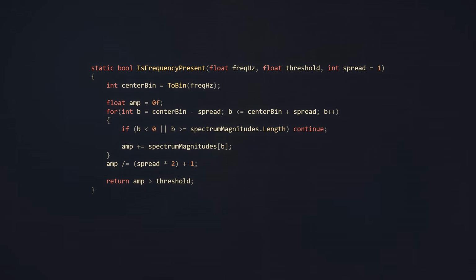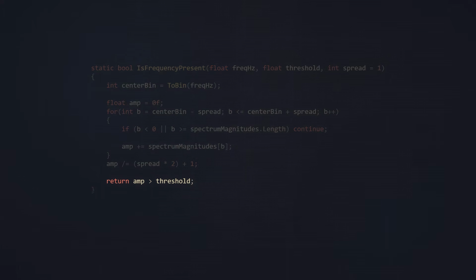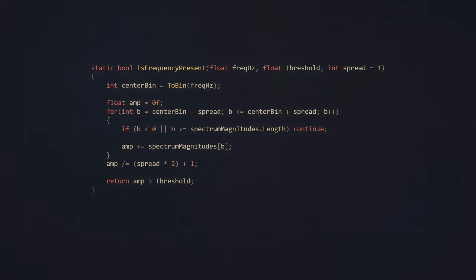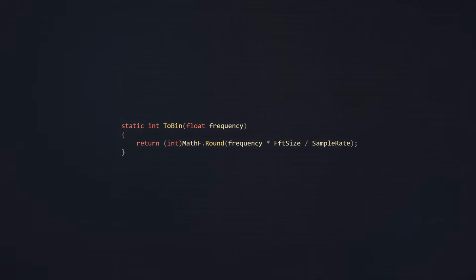So we'll sum them up and divide by the number of bins checked outside the loop. Then we'll just have this function return if the amplitude is greater than some threshold, which we can add to the arguments here. Now to that toBin function. We multiply by the resolution of our FFT, and then divide by the sample rate. And for toFrequency, we do the same but backwards.